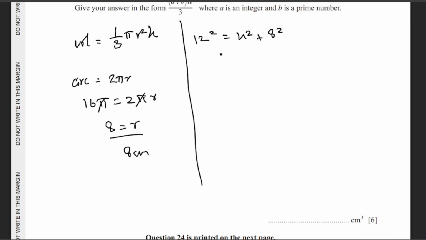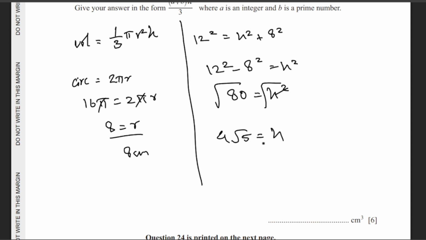So the first thing we need to do is take 8 squared to the other side. So 12 squared minus 8 squared equals h squared. You need to do this on your own, by the way, but it's equal to 80. So now we just need to take the square root of 80. You can simplify this to 4 root 5, and that is your answer for h.